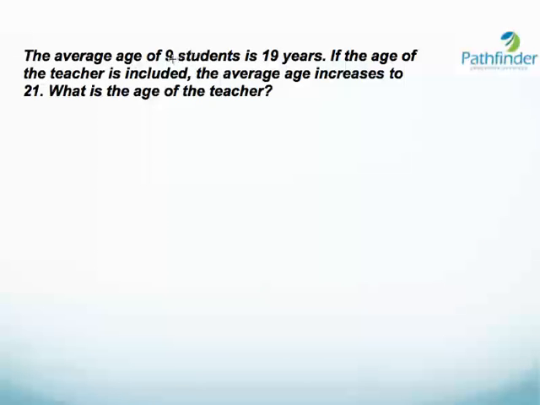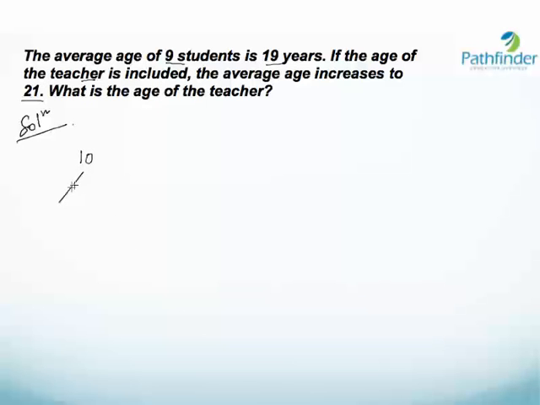So we have the average age of 9 students, and that is 19 years. And if the age of the teacher is included, the average age increases to 21 years. What is the age of the teacher? Let us try to solve this question. Now, the first thing that should come to your mind is what is the total number of people in this group? So in this group we have 9 students plus the teacher. Obviously, the total number of people must be 10.